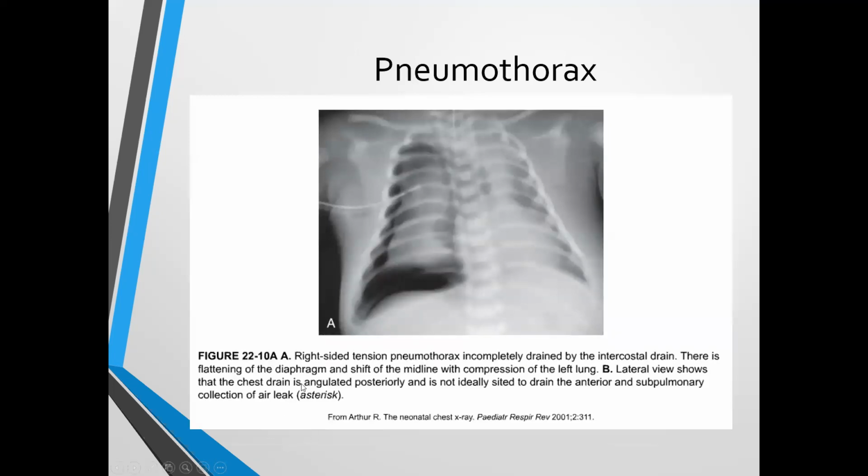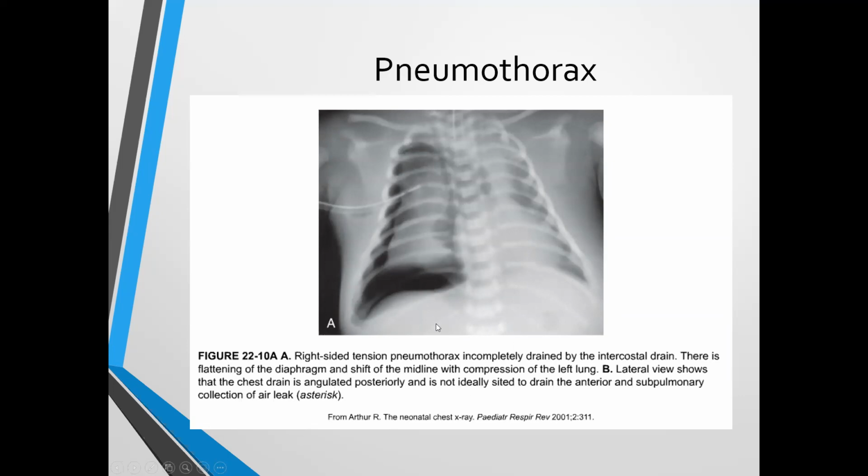Pneumothorax. So here's a right-sided tension pneumothorax. When you're looking at that right side, this area here is radiolucent. Okay, radiolucent, it's really dark. That's not the lung. That's the pleural cavity. The lung is where this is right here, because the air that's outside of the lung and in this cavity is compressing the lung.